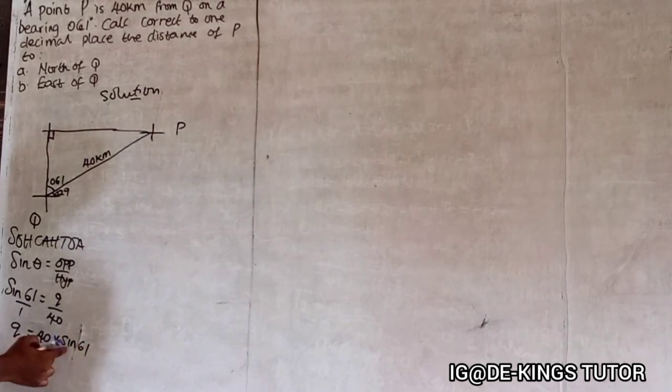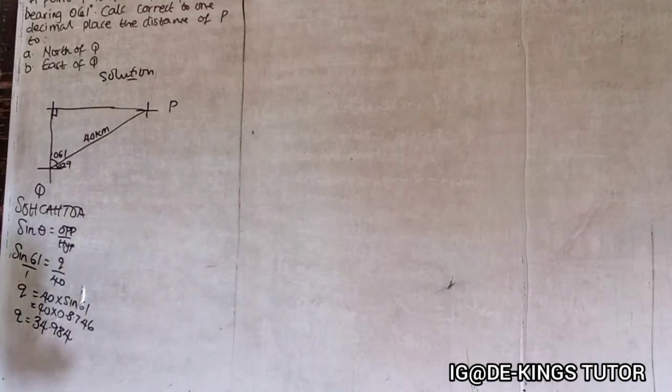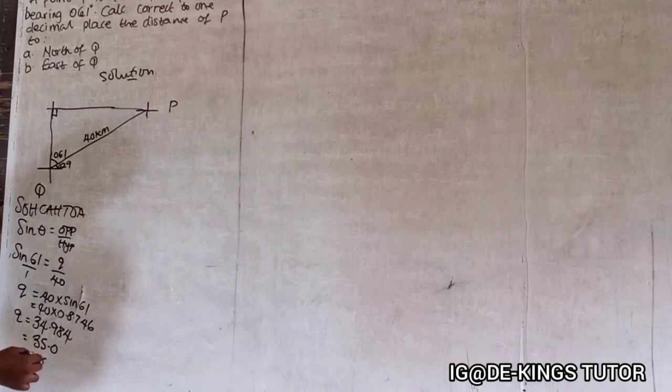So help me. Sine 61 is 0.8746. So our q is now equal to 40 times 0.8746, which is 34.984. So the solution approximates to 1 decimal place. So what would that be the answer? It's going to be 35.0 to 1 decimal place.